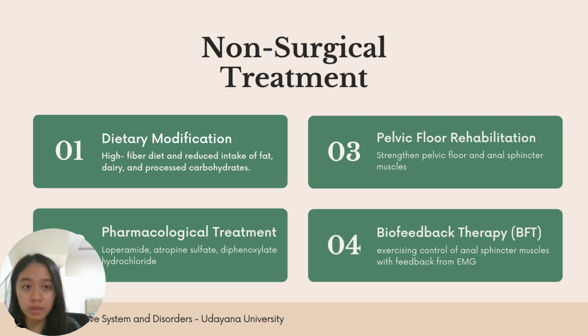Dietary modification involves increasing fiber intake by increasing consumption of fruits, vegetables, and whole grains, as well as reduced intake of fat, dairy products, and processed carbohydrates. Fiber supplements may also be beneficial. Medications such as loperamide, atropine sulfate, and diphenoxylate hydrochloride may aid in preventing fecal incontinence associated with loose bowel movements and diarrhea.